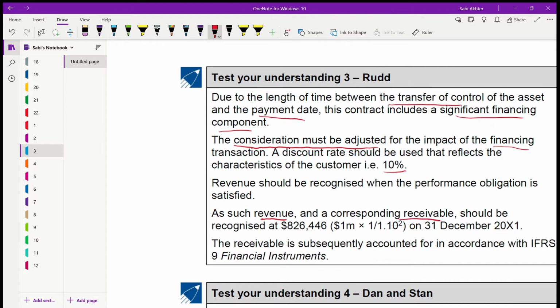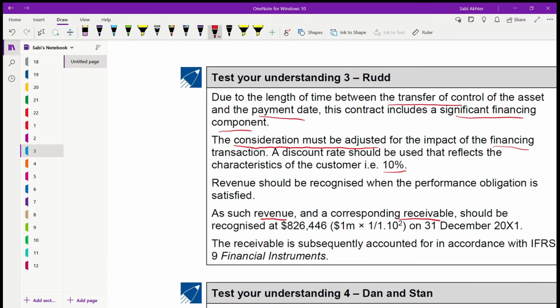Remember, when there's a significant financing component, revenue also you have to recognize as well as receivable, because you are not being paid. You are transferring it to the customer, but you'll be paid after 2 years. So you have to find the present value of it. You have been given the interest rate as 10%. So using that, you have to find the present value of that 1 million that you are supposed to receive.